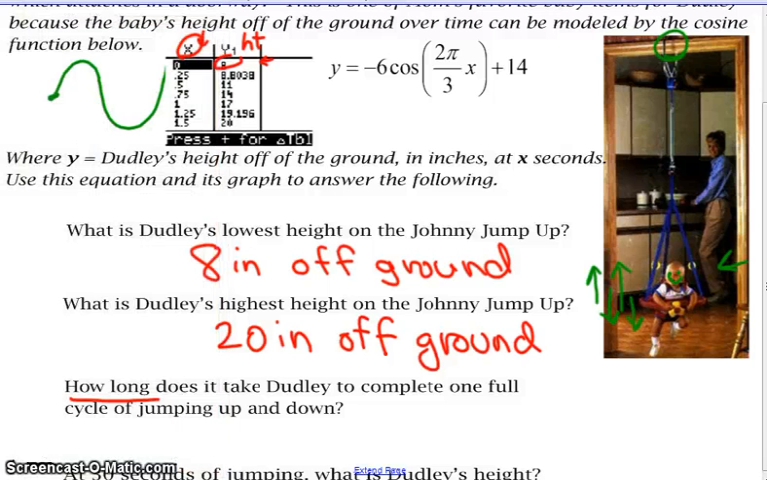That time is in seconds. So how long does it take him? It takes him 3 seconds to complete a full cycle going up and down.